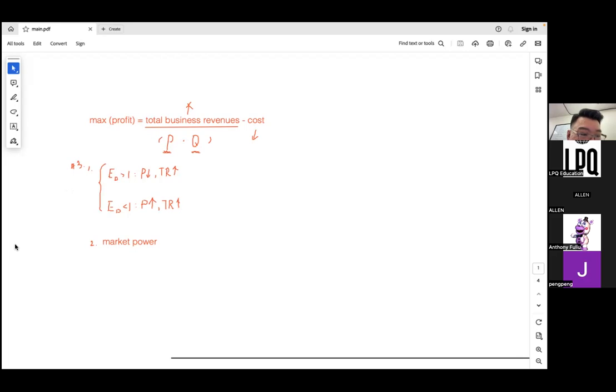There is a close relationship. Let's change to another color. There is a relationship between Q, the quantity of output, and your total cost. Actually, it shouldn't be total cost. I want to talk about the quantity of output and the average total cost, like the total cost per product.